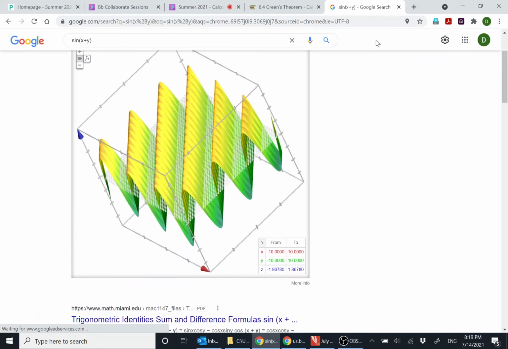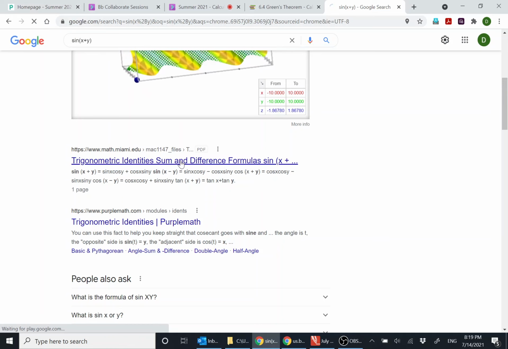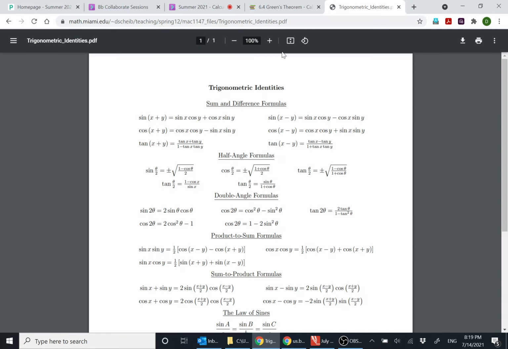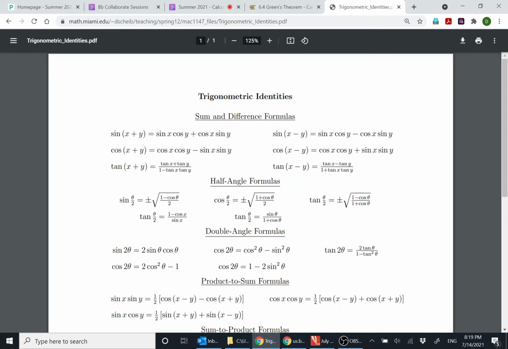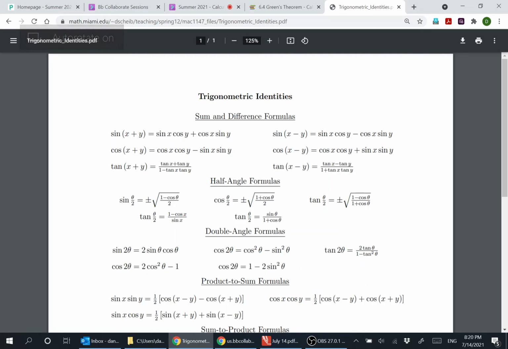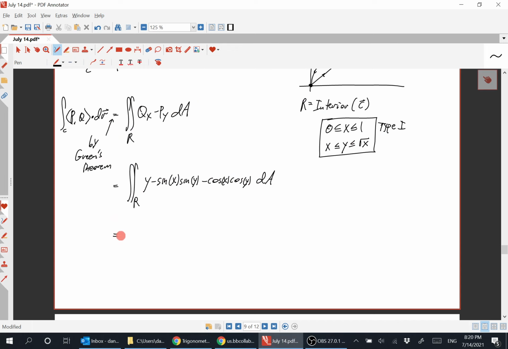Whoa, that's not what I'm looking for. Although I appreciate the nice surprise. Yeah, sine x plus y is sine x. Oh no, that's sine x cosine y. It's cosine x minus y. So cosine x cosine y plus sine x sine y is cosine x minus y, which is the same as cosine y minus x. So this is the double integral over R of y minus cosine x minus y dA.